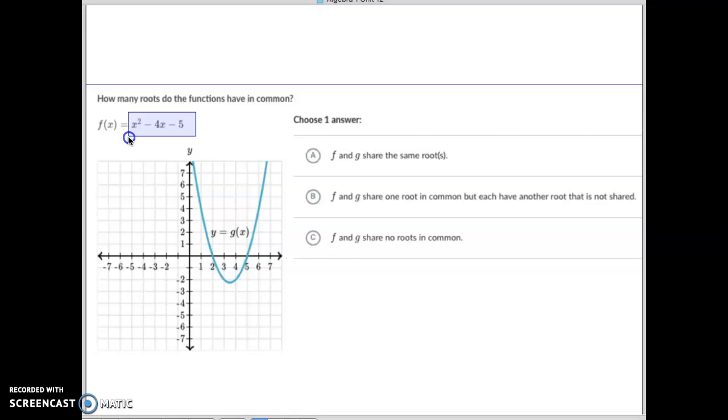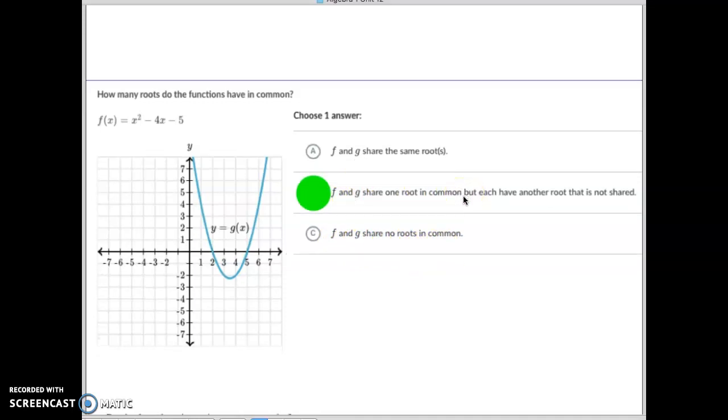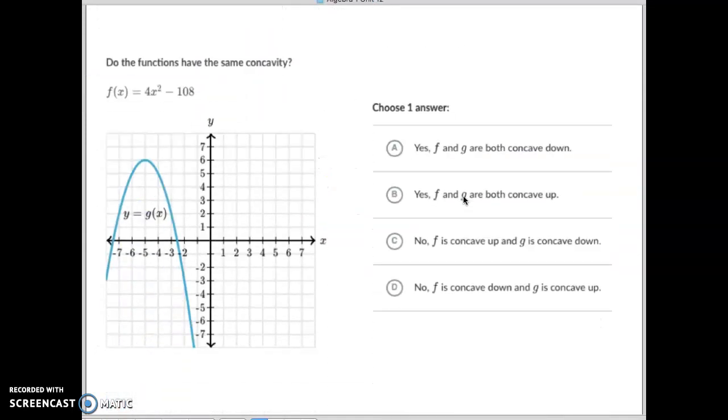And then if you do your zero product property with that, you would know that your x-intercepts would be negative 1 and positive 5. So negative 1 would be one of the two x-intercepts for the f function, and positive 5 would be the other one. So you would notice that the two graphs share one root in common, but not two. So let's see, A, share both, no. B, they share one, but not the other. That is correct. And C, they don't share any. Yep, they share one. So it would be letter B for this one. All right, so that's a roots question. Let's do one more here.